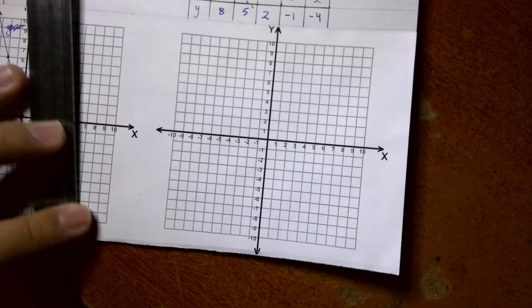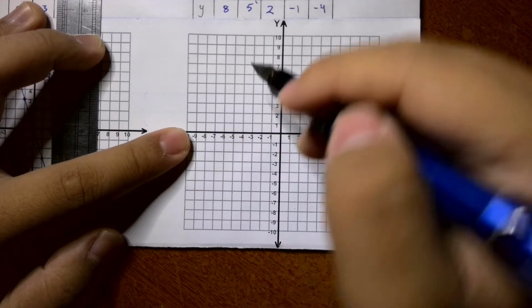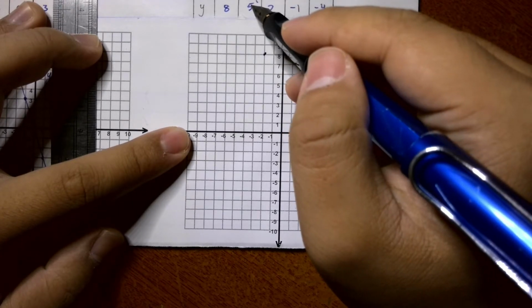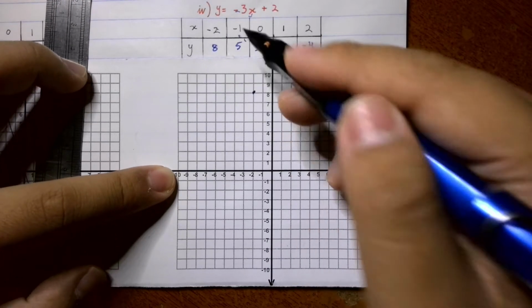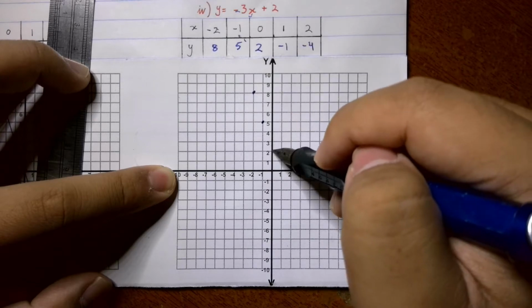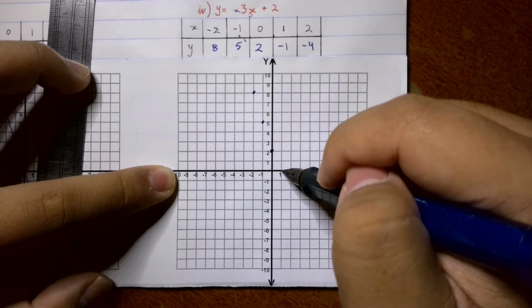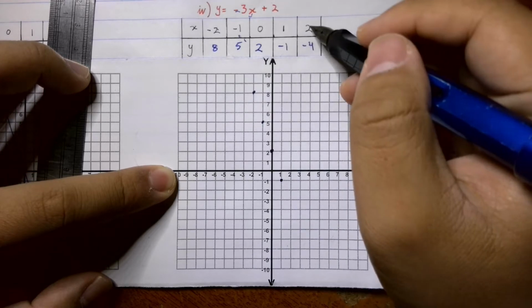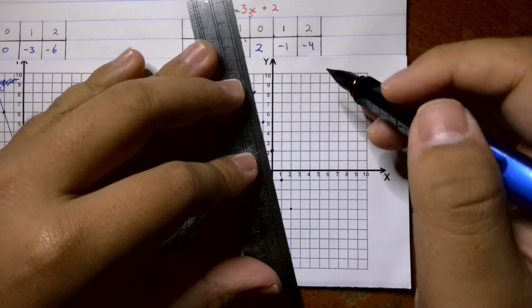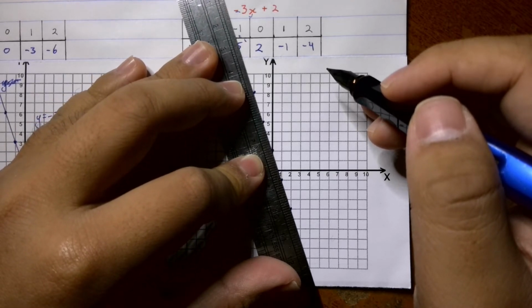Plotting all these together, we get negative 2, 8, so negative 2, 8 is up here. Negative 1, 5. 0, 2. 1, negative 1. And lastly, 2, negative 4. Joining all these points together, this will give us a line that looks like so.